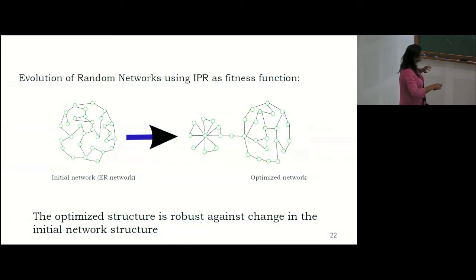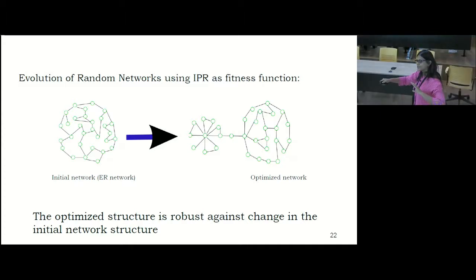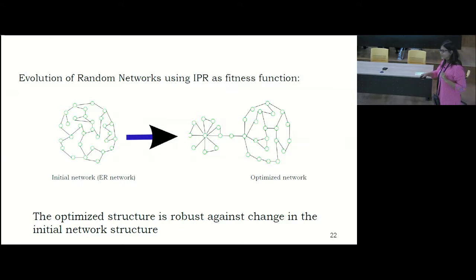You start with any initial network, not an ER network. Suppose we break this network here and start with this part, again we get the same thing. Or we break this network, start with this part and then evolve, again we get the same result. So irrespective of the initial condition, your final optimized network is like this, and we understood this somehow, but there are a lot of things which are still open.